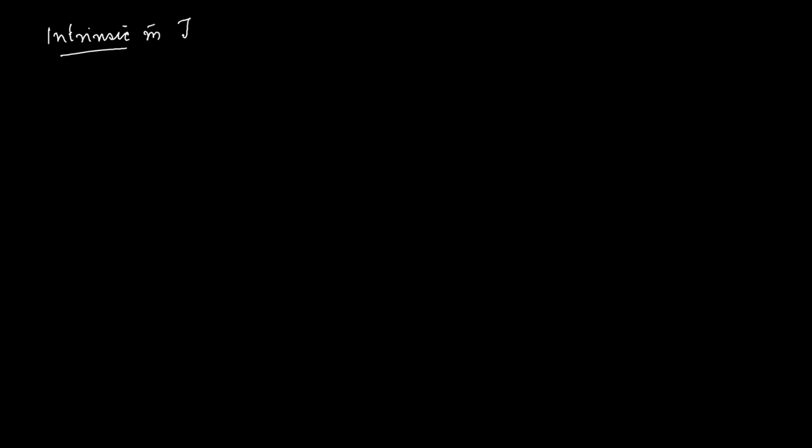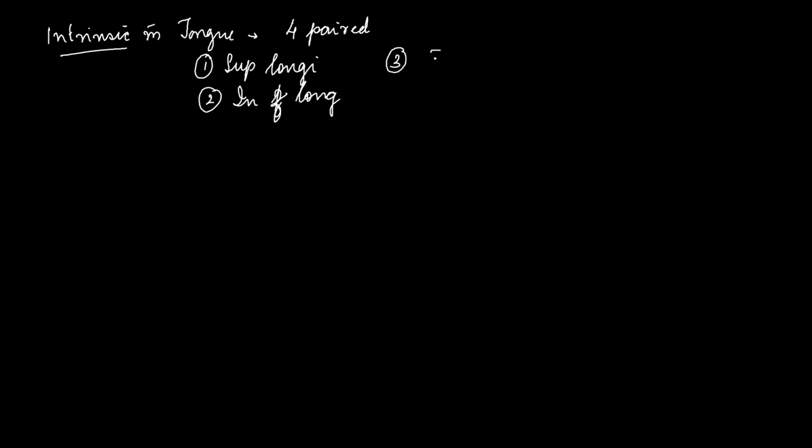Intrinsic muscles of the tongue. These muscles attach to other structures in the tongue. Remember, there are four paired intrinsic muscles of the tongue. The direction in which they travel is what gives them their names. The first is the superior longitudinal. Then we have the inferior longitudinal. The third one is the transverse. Fourth, we have the vertical muscles. So these are the intrinsic muscles of the tongue.